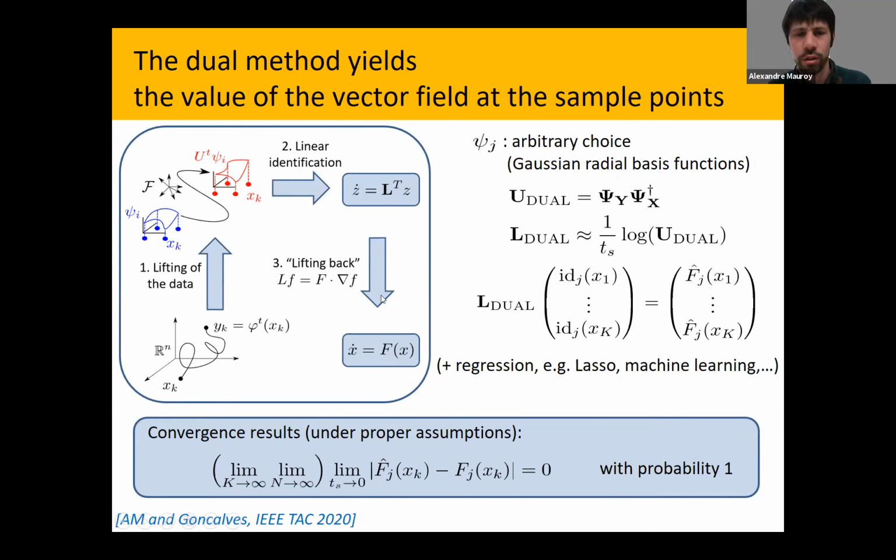Maybe it's not well chosen. But in this case, I really assume that L is the finite dimensional approximation of this generator, which comes from a vector field. So if I do not have a vector field, I should actually not consider this method because it assumes that there is a vector field.